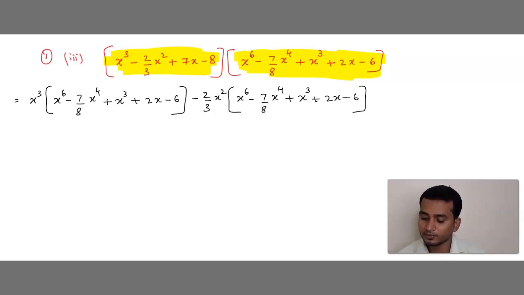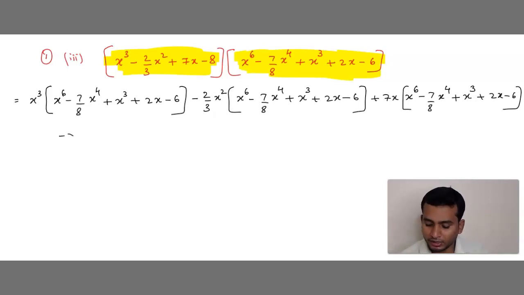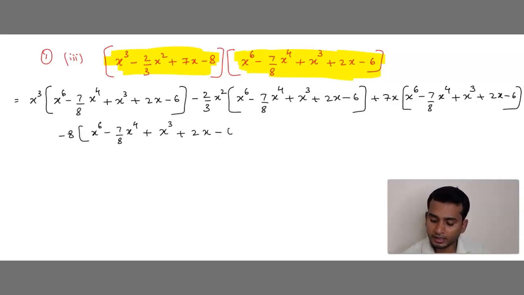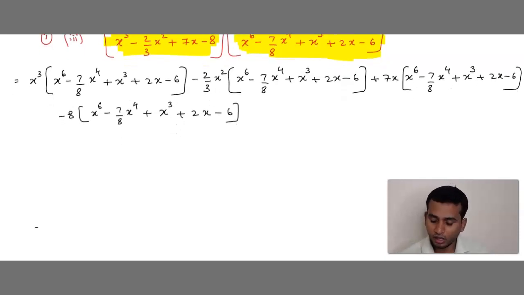minus 6. Again, what is the third term? Plus 7x. This also we should multiply with the rest of the terms, x cube minus 7 by 8 x to the power 4 plus x cube plus 2x minus 6. Next, what is left out? Minus 8. This minus 8 also we have to multiply with the rest of the terms, that is x to the power 6 minus 7 by 8 x to the power 4 plus x cube plus 2x minus 6. Done. Is this clear? Good.